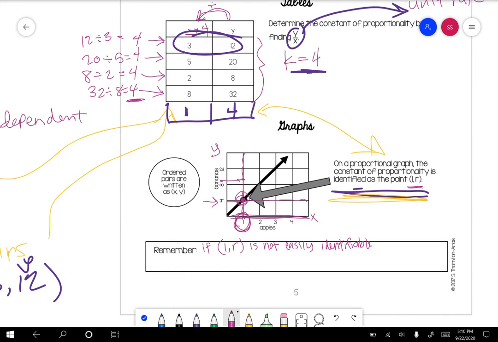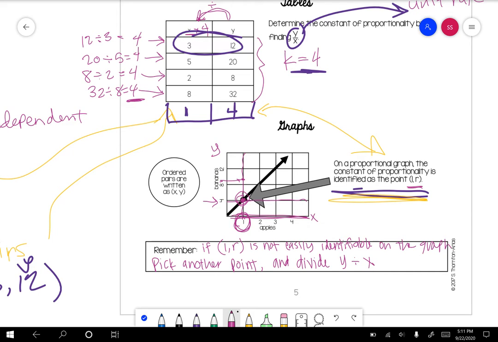If the unit rate is not easily identifiable on the graph, simply pick another point that is easily identifiable and divide the y by the x. Okay, so just finding the unit rate there.